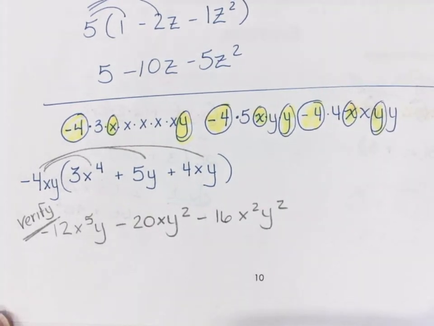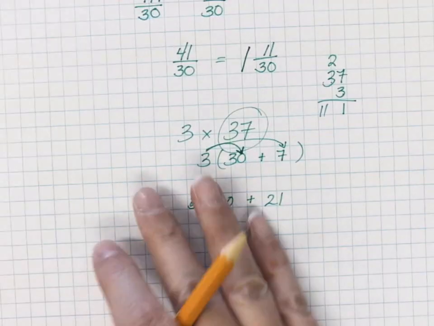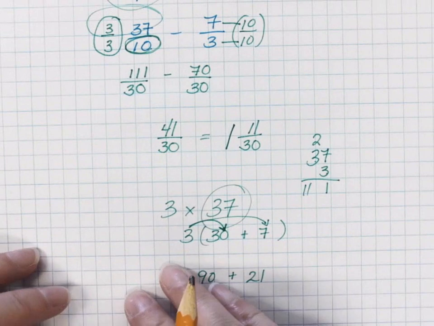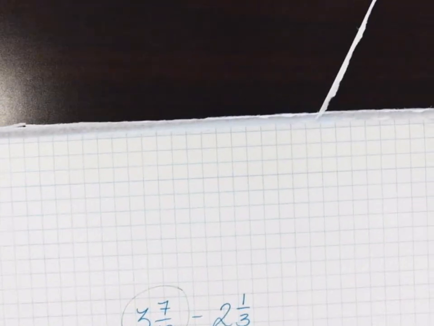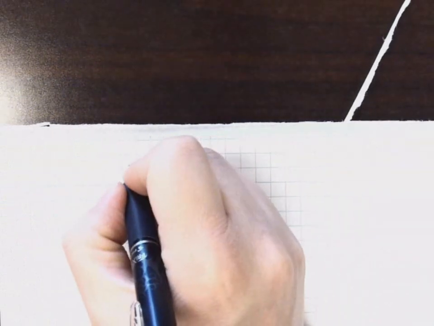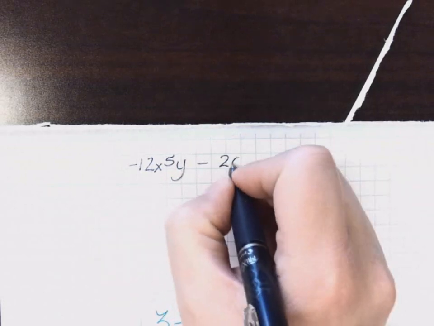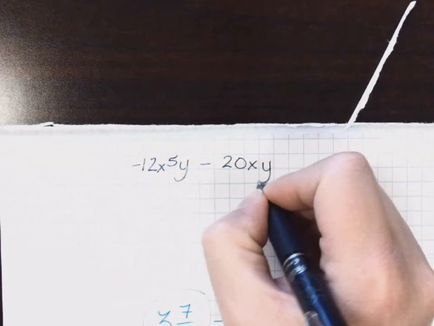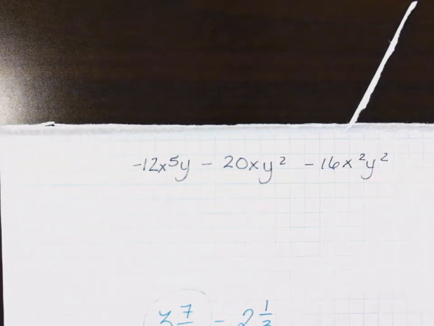I'm going to do it with a positive 4 now. So if you're somebody who's sitting there with a positive 4, I'm going to do that for you right now. Can I do it up here? I can do it up here. Okay, so we had negative 12x exponent 5y minus 20 xy squared minus 16x squared y squared.